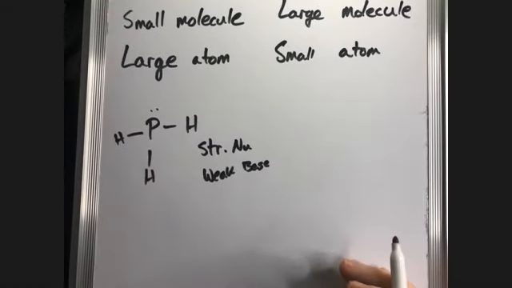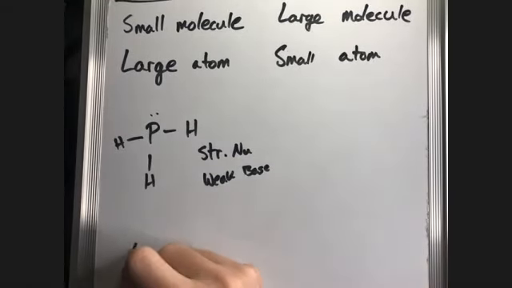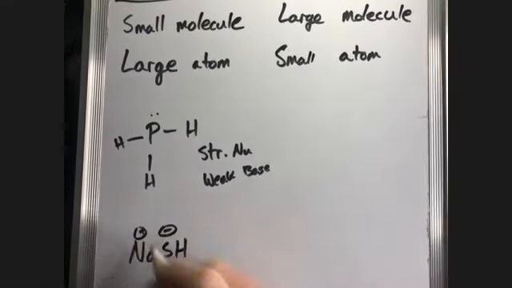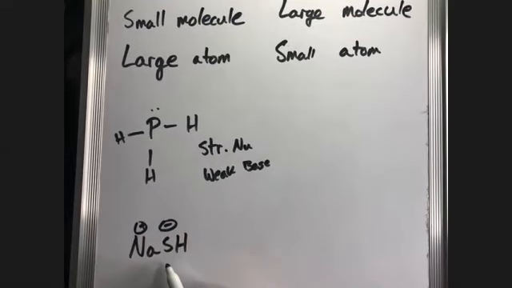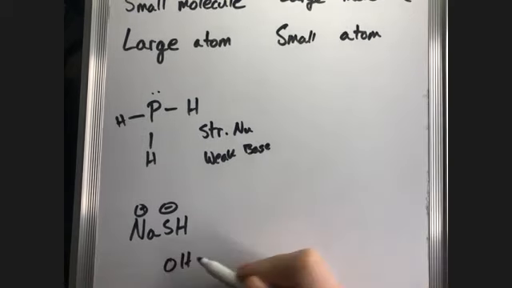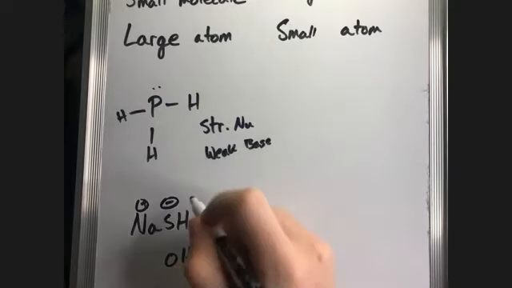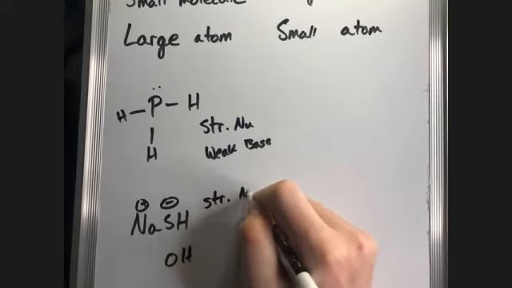Okay, another example of a nucleophile is something like sodium thiolate. The reacting center is this sulfur. Again, a large atom, larger than oxygen because it's also in the third row. And it's a small molecule because it's only substituted by a hydrogen. So this is similar to hydroxide, except it has sulfur, which makes it a better nucleophile and a worse base. So this is a strong nucleophile and a weak base.